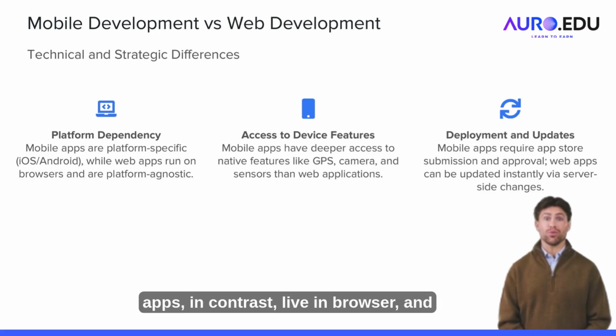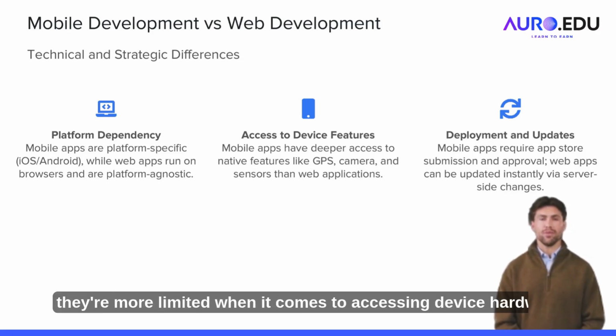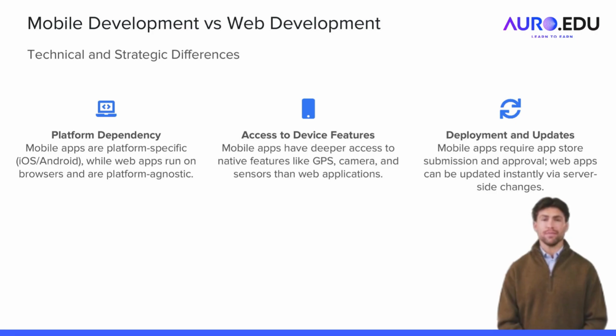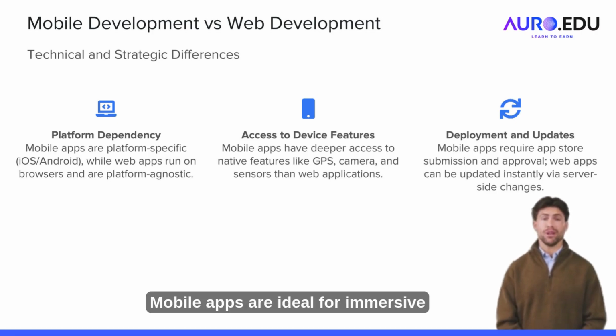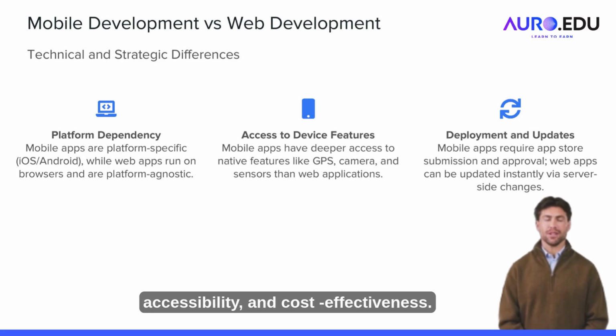Web apps, in contrast, live in a browser and are written in HTML, CSS, and JavaScript. They are easy to update, run on any device with a browser, and require no installation. But they're more limited when it comes to accessing device hardware. Mobile apps are ideal for immersive experiences. Web apps are great for accessibility and cost-effectiveness.